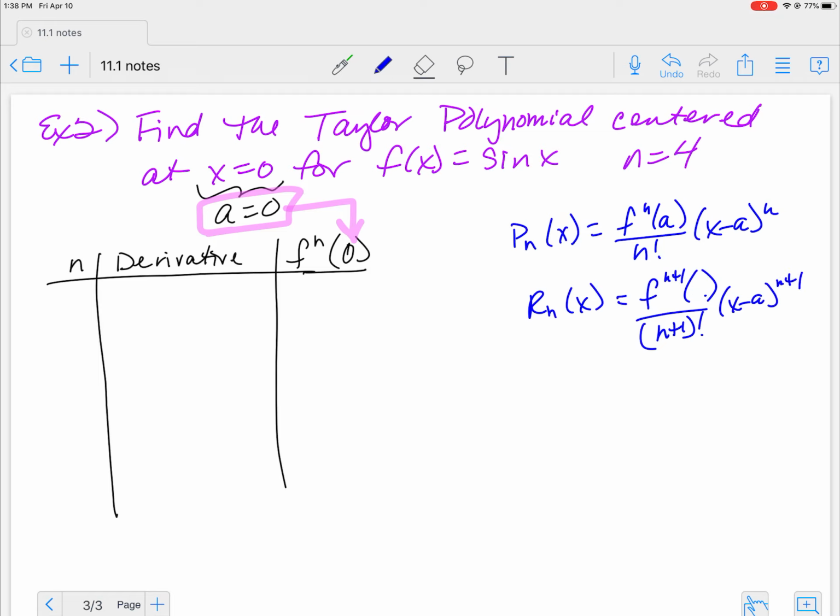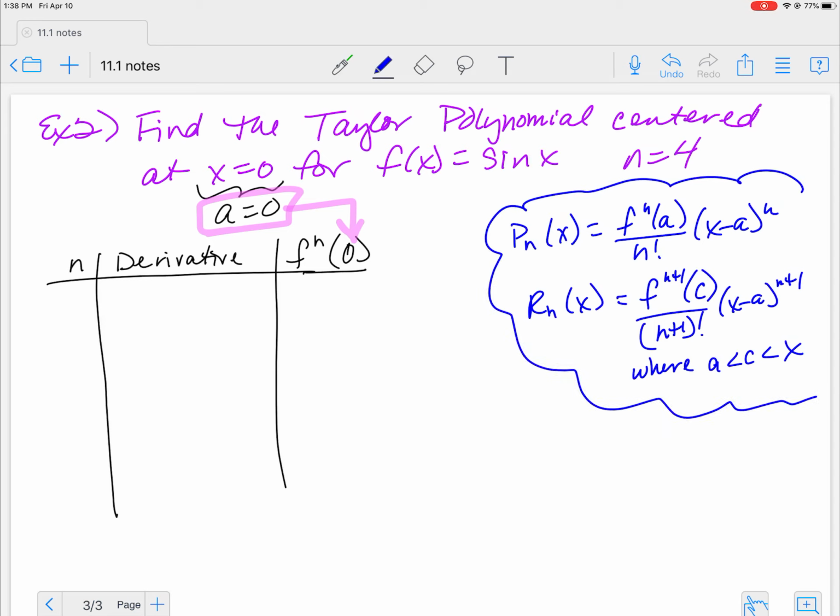Oops. See, I do that pretty much every time. C, and then you have to write this statement where a is less than c, which is less than x, but you're going to plug in your actual a here. So in this instance, it'll be 0, but this is just my generic formulas.